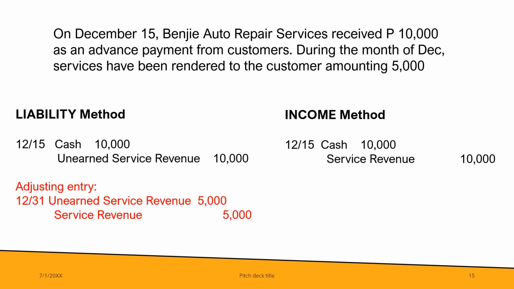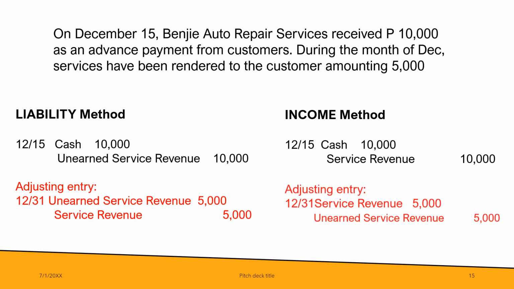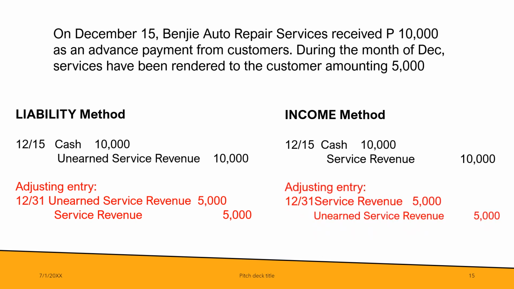So, the revenue is actually 5,000 already. Under income method, you credited 10,000. Meaning you overstated your revenue account because of the 10,000, part of which has been rendered already, but part of which will be rendered next year. Therefore, your adjusting entry should be you debit service revenue. You have to decrease your income by 5,000. So the resulting service revenue at the end of the period is 5,000, and your unearned service revenue is also 5,000.